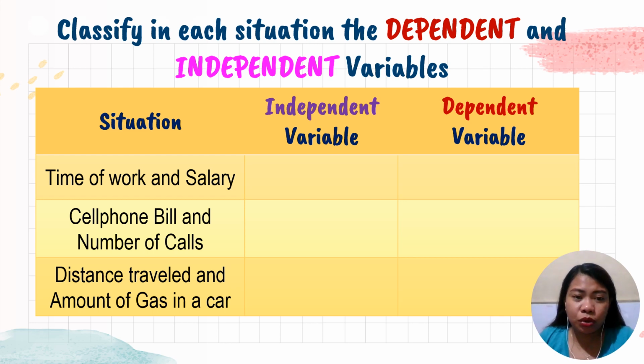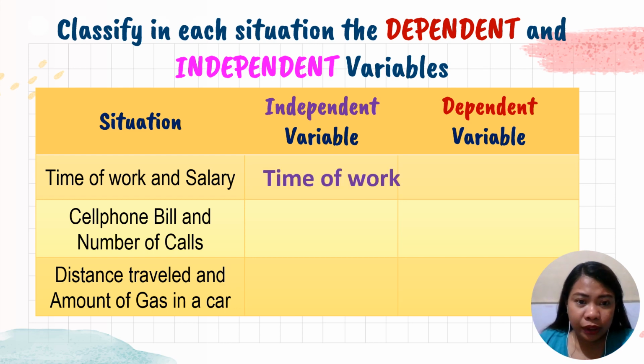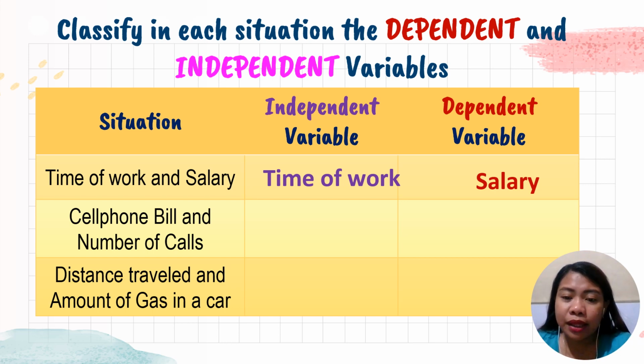So we have here the situation, time of work and salary. So what do you think is the dependent and the independent variable? Okay, very good. Time of work is the independent variable because the salary depends on it. If you work more than 8 hours a day, your salary gets higher. So the dependent variable is the y, which is the salary.